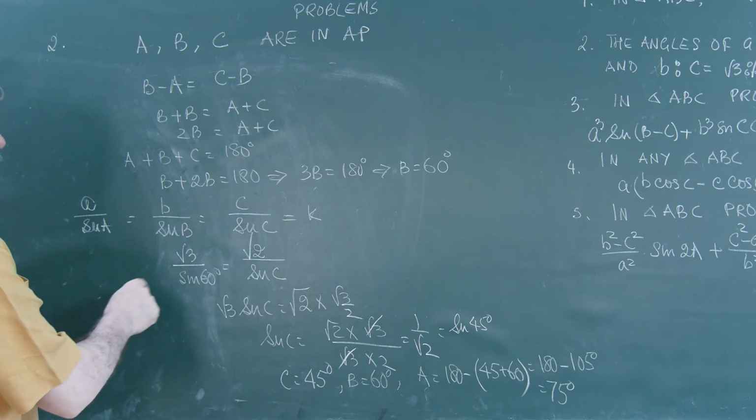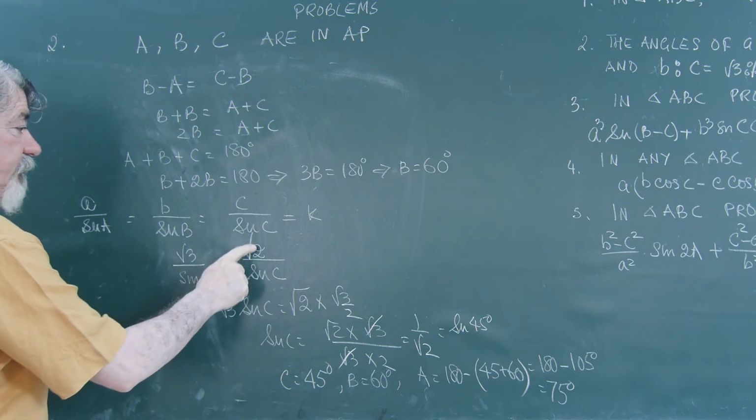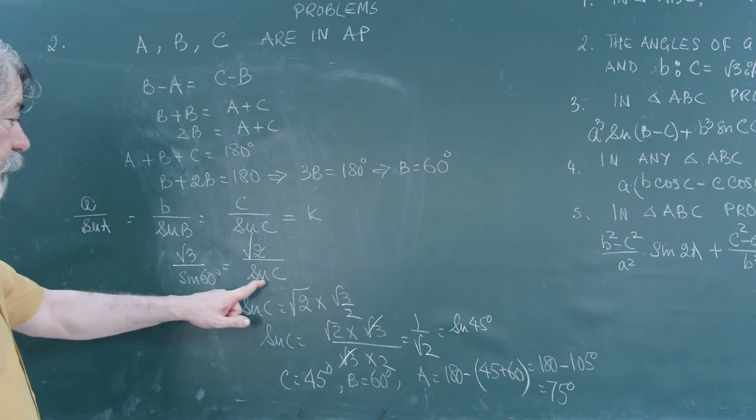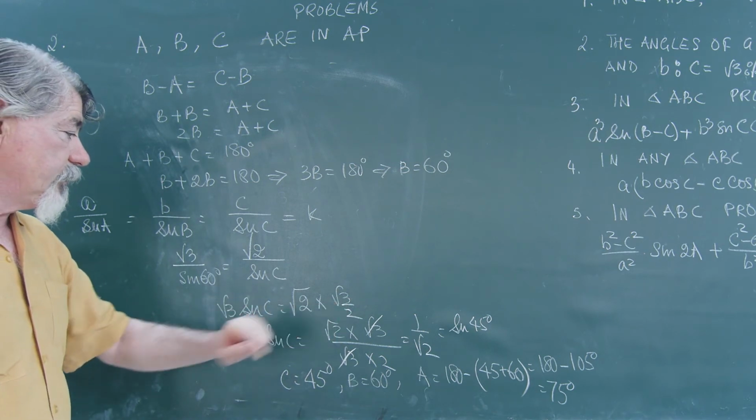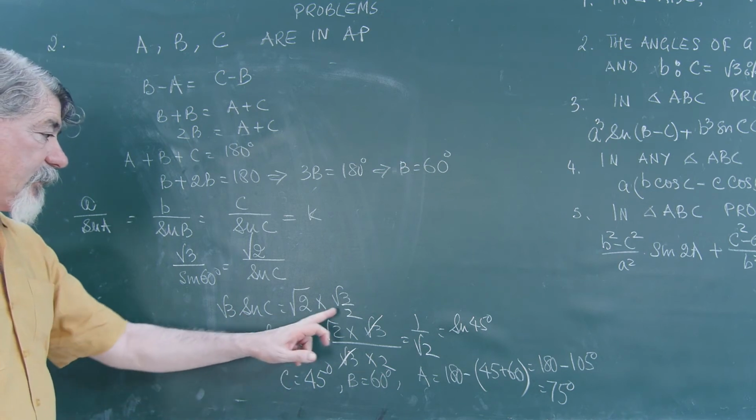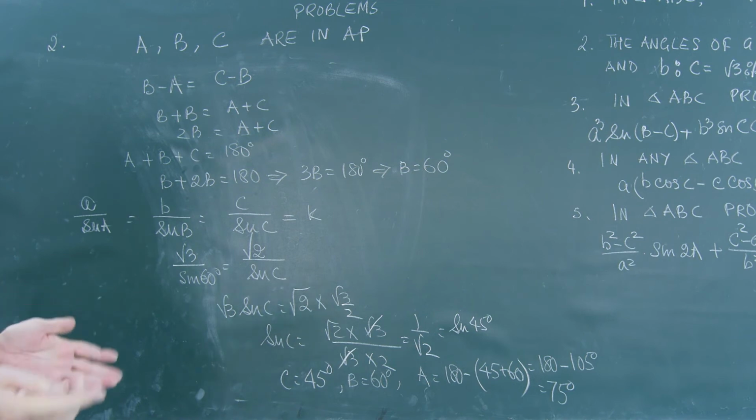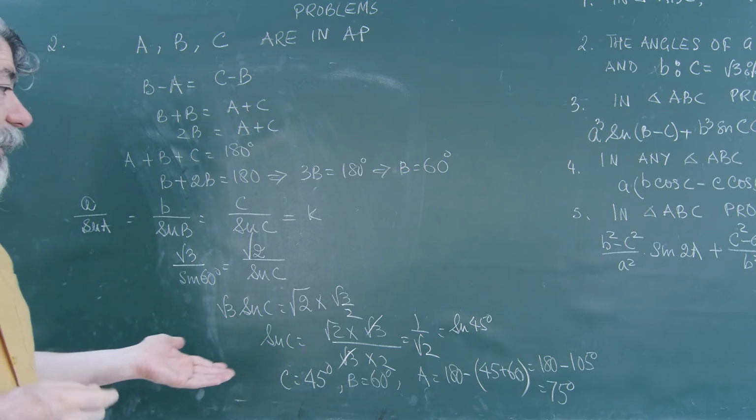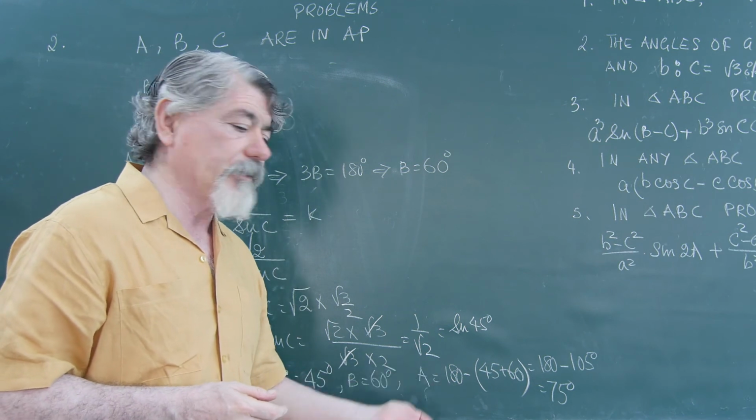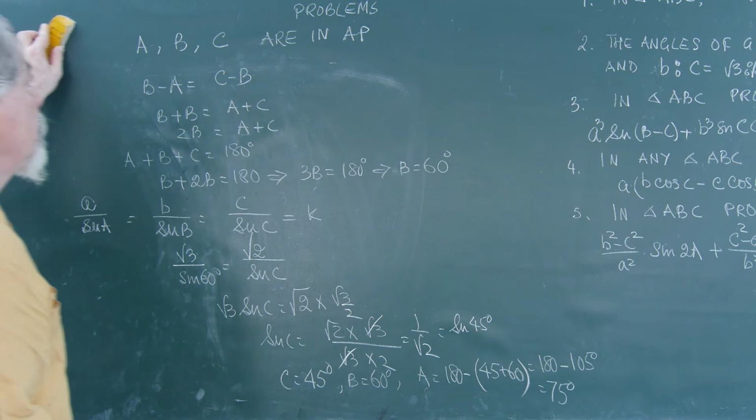I know the value of B, root 3 upon sine 60. The value of C is root 2 upon sine C. Root 3 sine C is equal to root 2 into root 3 upon 2. Sine C will come out to be 1 upon root 2, which is sine 45. Once I have got C as 45, I have already B value as 60. I can calculate A by subtracting it out of 180 degree. This is question number 2.